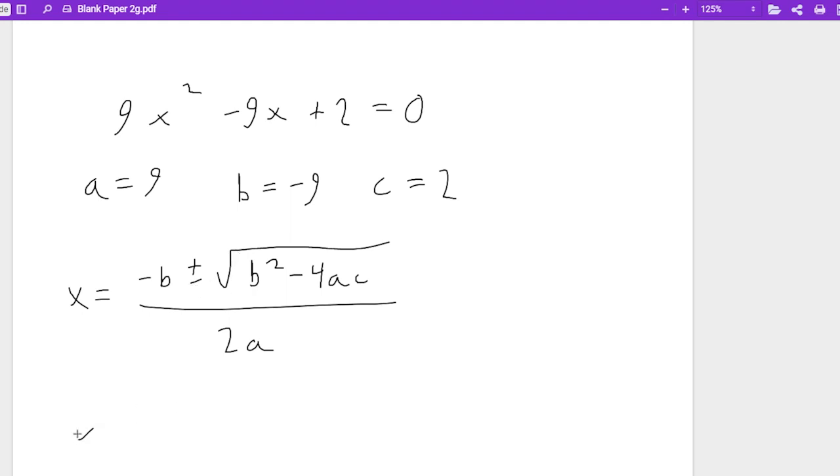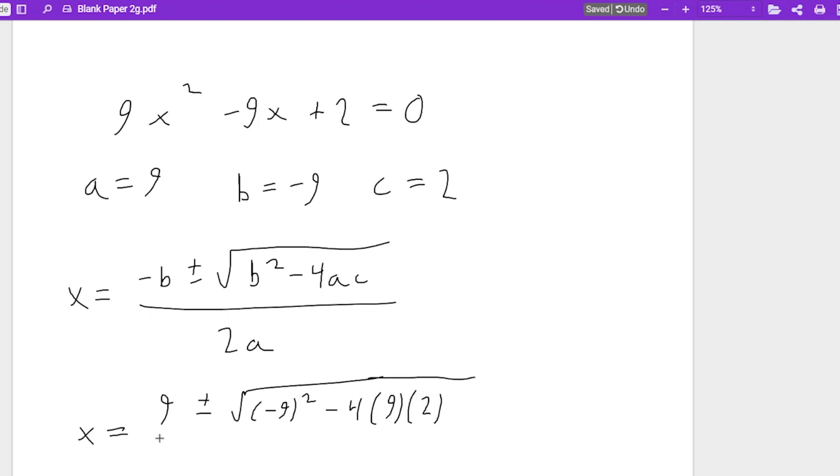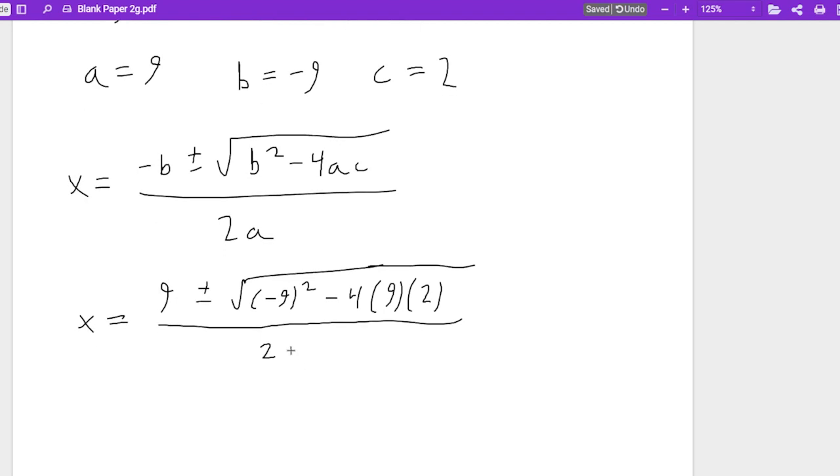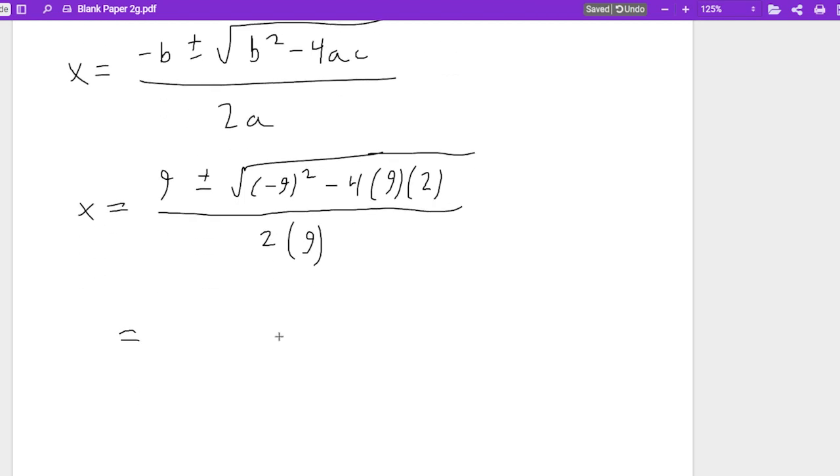So now we just have to plug in: x equals, double negative makes a positive, so positive 9 plus or minus the square root of negative 9 squared, which again will be a positive number, minus 4 times 9 times 2, all over 2a, so 2 times 9. And just real quick, I'm going to plug in the part in the square root in my calculator. When I do that, I end up getting 9 plus or minus 3 over 18.